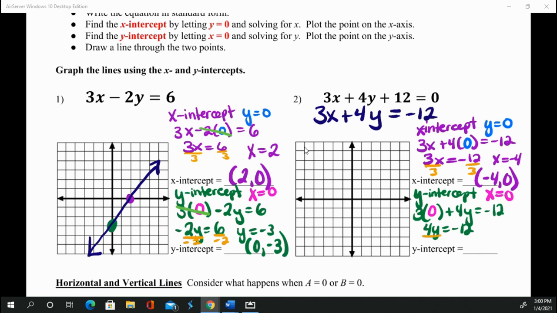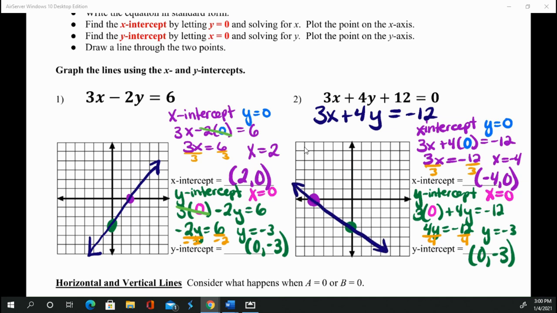To solve, we'll divide both sides by positive 4, which gets us a y value of negative 3. So the y-intercept is the point 0, negative 3. So there's the y-intercept. The x-intercept is the point negative 4, 0. Now we're ready to graph the line, so we want to connect and extend.